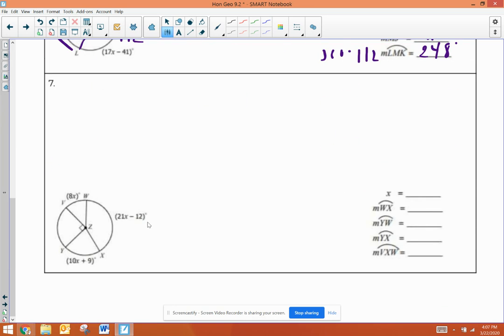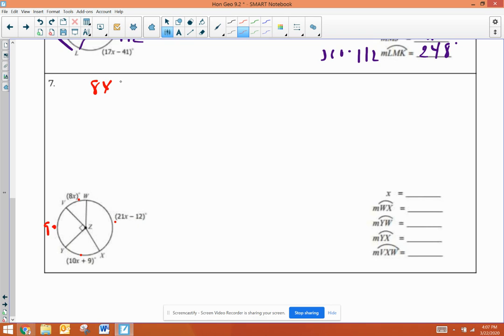Alright, last one of this type. A lot going on here. Doesn't look like we have any vertical angles, so I can't set anything equal to each other. But I have all 4 parts, so I can add them all up and set it equal to 360 and solve for x that way.